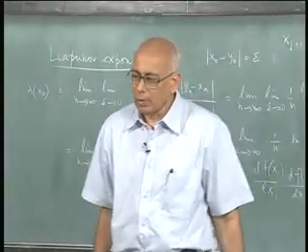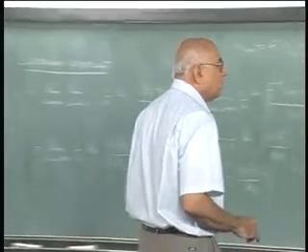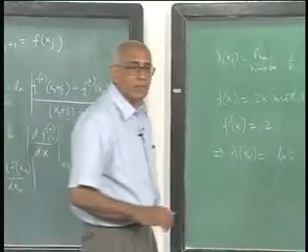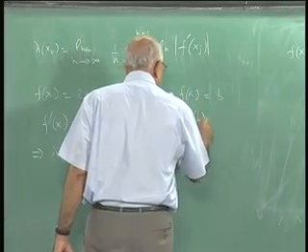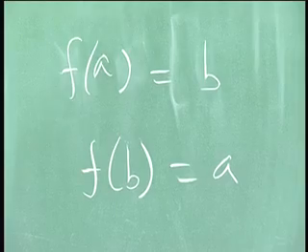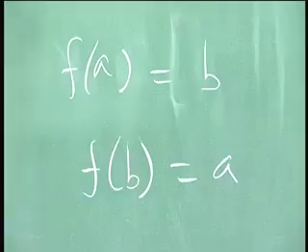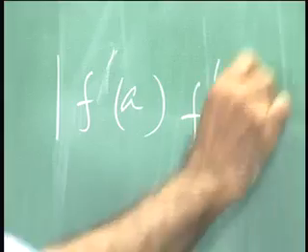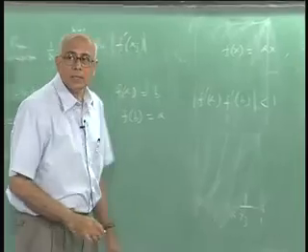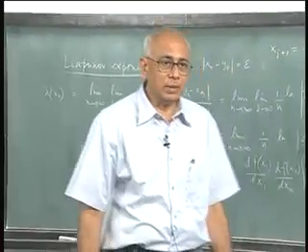What about the situation where you have a period 2 cycle? What would the Lyapunov exponent be? Suppose the period 2 cycle is stable, so let us suppose f of a equal to b, f of b equal to a. For stability you would require that the modulus of the slope be less than 1. This would be the condition for the stability of a periodic orbit: the slope at each of these points, the product of these two, must be less than 1.